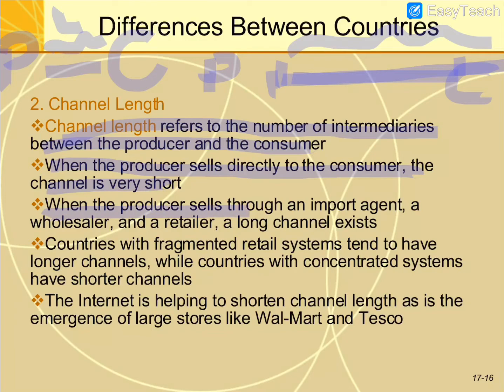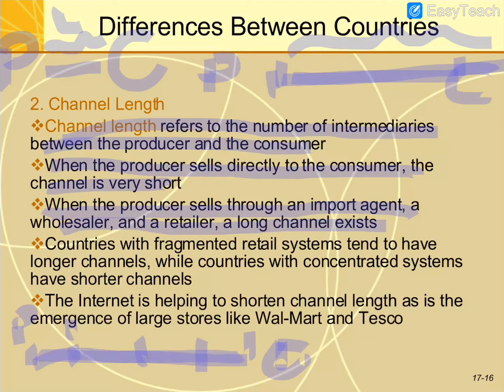When the producer sells through an import agent, a wholesaler, and a retailer, a long channel exists. Okay, you are the producer, you go to the import agent first, then wholesaler, retailer, and then baru end user. So this channel is actually a long channel.